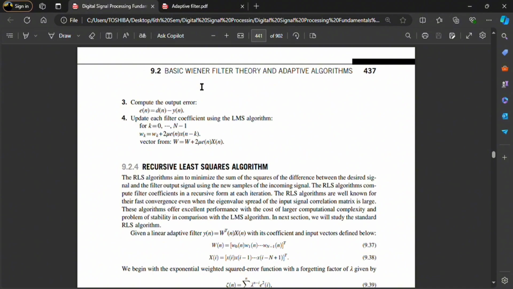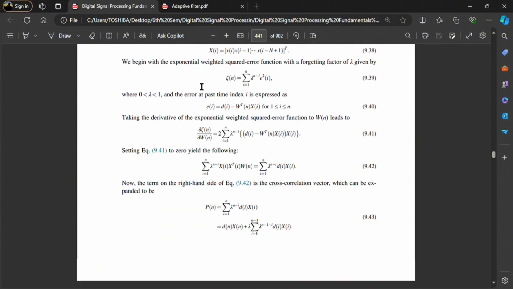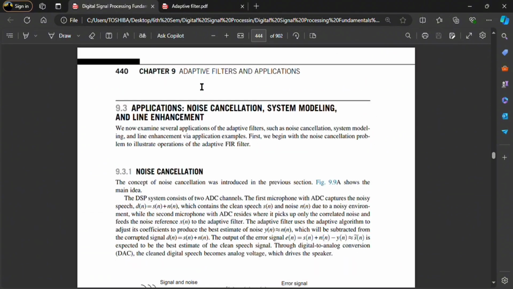Then recursive least square algorithms. RLS algorithms aim to minimize the sum of the squares of the difference between the desired signal and the filter output signal, using the new samples of the incoming signal. The RLS algorithm computes filter coefficients in a recursive form at each iteration. Here you can see the derivations, and here you can see the applications like noise cancellation, system modeling and line enhancement.